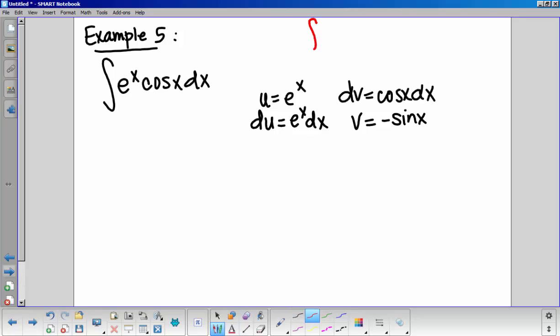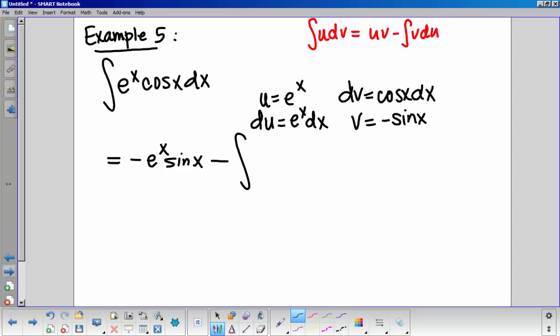And remember, my formula is the integral of u dv equals uv minus the integral of v du. Now, we can't do this using the tabular method because nothing goes to 0, does it? So this will equal negative e to the x sine x, because that's uv, minus the integral of v du. But let's talk about what v du is. It's negative e to the x sine x, which makes this now positive.